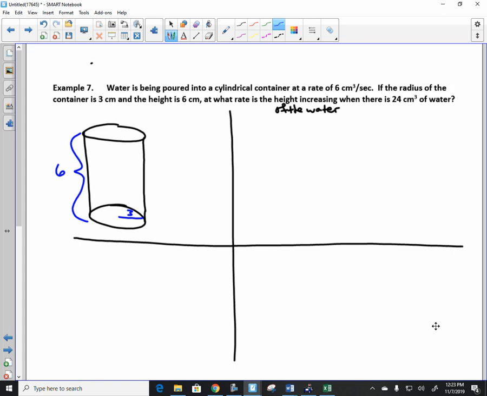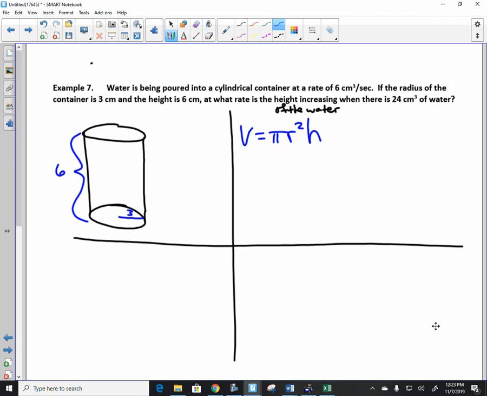Well, I need a formula for the volume of a cylinder. Close. Not circumference, but area of the base. So the volume is equal to the area of the base, which is pi r squared times the height. Uh-oh, I have two variables here. This is referring to the volume of the water, not the container.